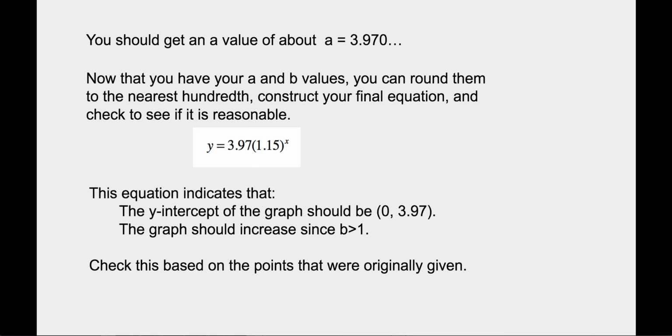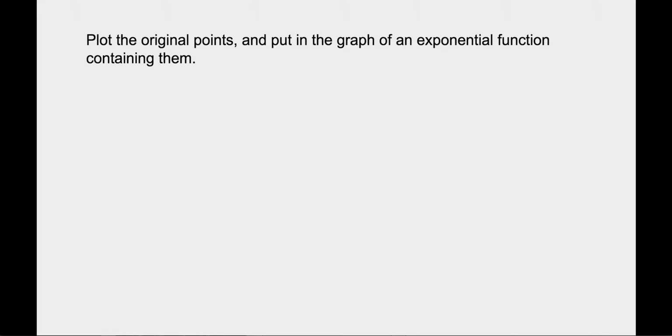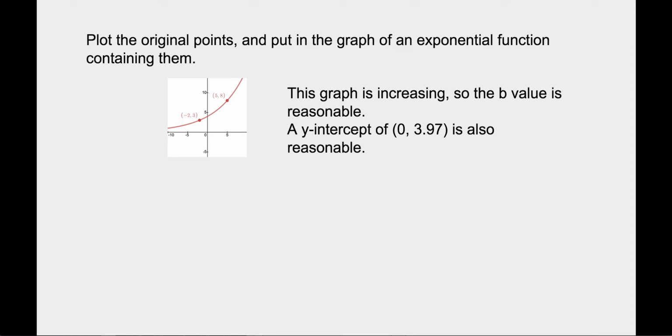Check this based on the points that were originally given. Plot the original points and put in the graph of an exponential function containing them. This graph is increasing, so the b value is reasonable. A y-intercept of (0, 3.97) is also reasonable.